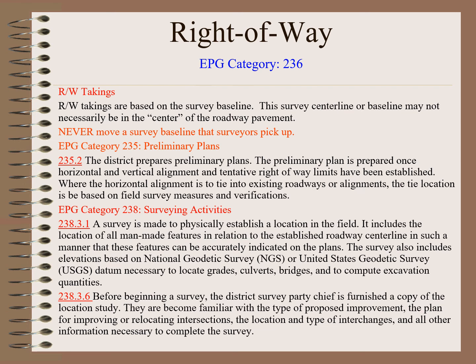Section 238.3.6 tells us that before beginning a survey, the district survey party should be furnished a copy of the location study. They are to become familiar with the type of proposed improvement, the plan for improvement, the location of the intersections, the location and type of interchanges, and all other information necessary to complete the survey.